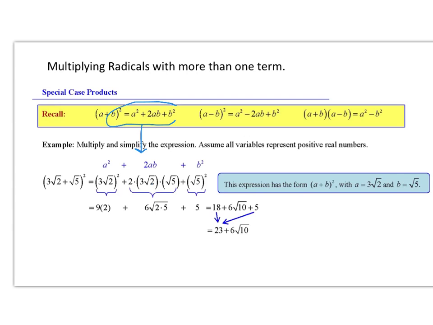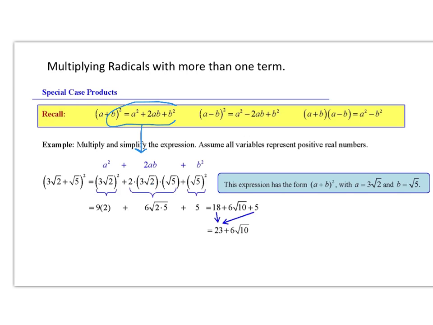And now we can simplify that. 3 squared is 9, and the square of the square root of 2 is just 2. That ends up going to be 18. Then we have 3 times 2, which is 6, and then we have the square root of 2 times the square root of 5, which is going to end up being 10. And then the last term is the square of the square root of 5, which is just 5.